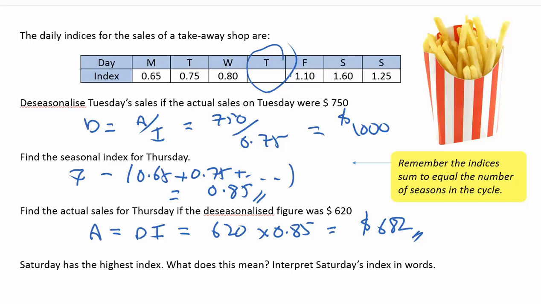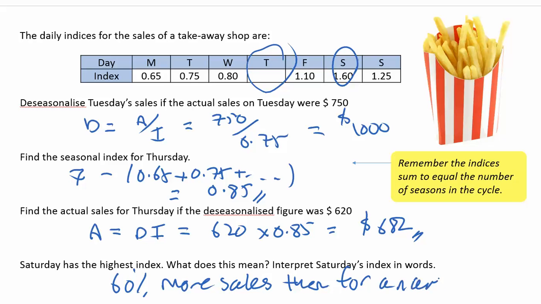Now, we're asked to interpret the Saturday with a higher index of 1.60. So in other words, that's 60% more sales than for an average day. In other words, 1.60 times an average day.